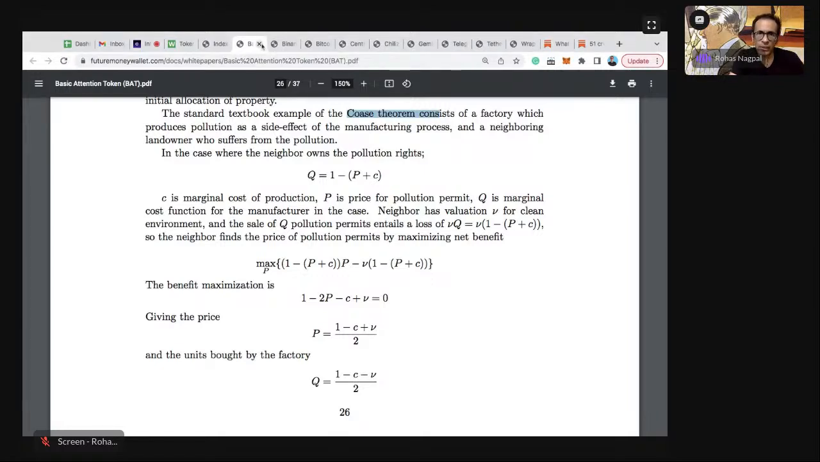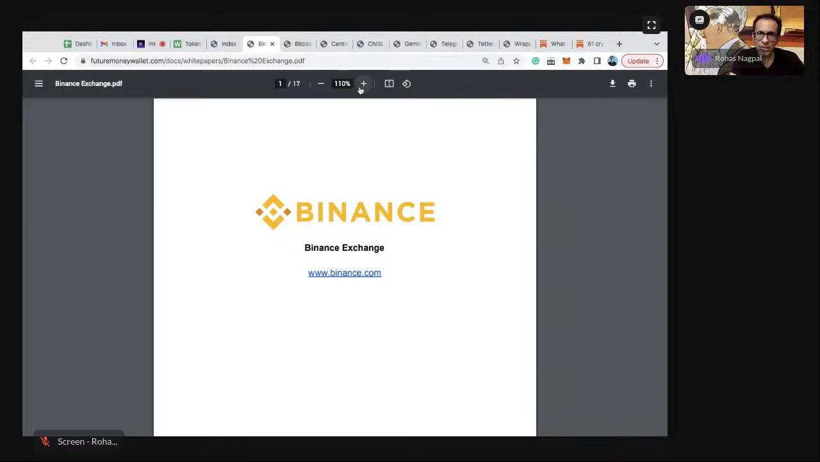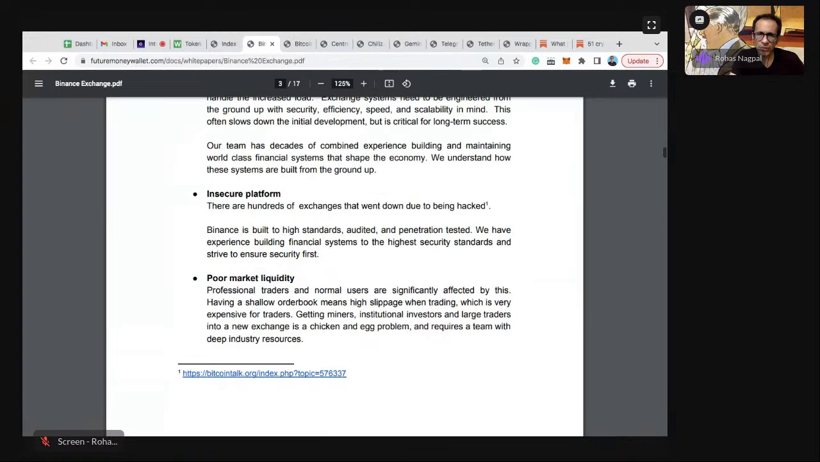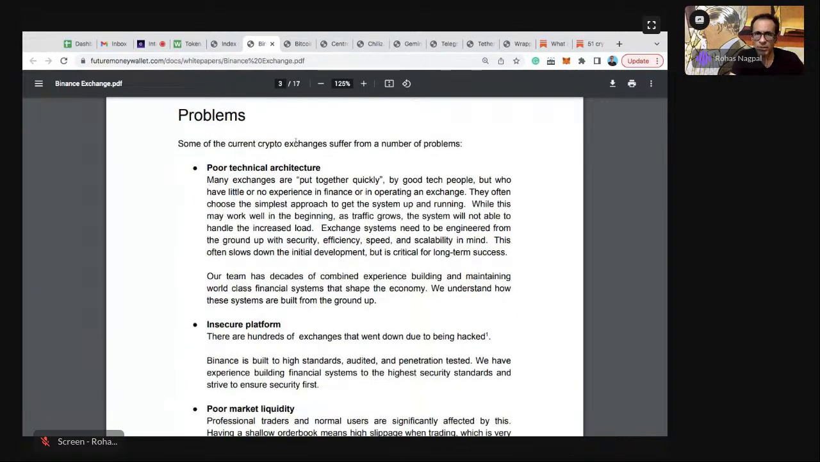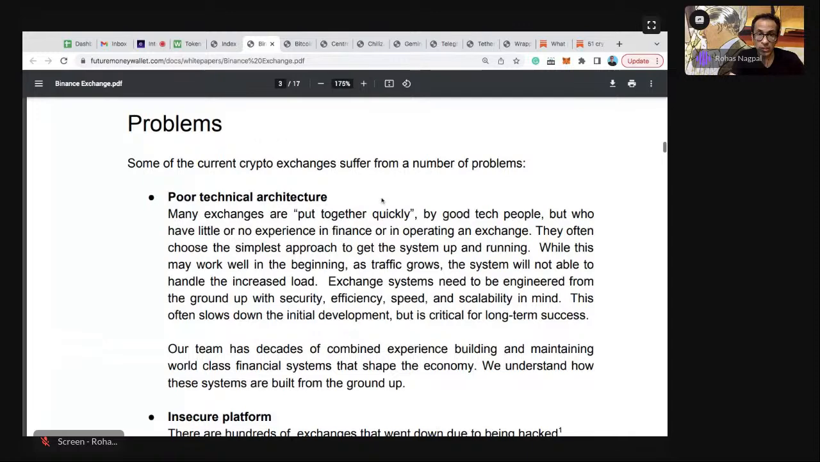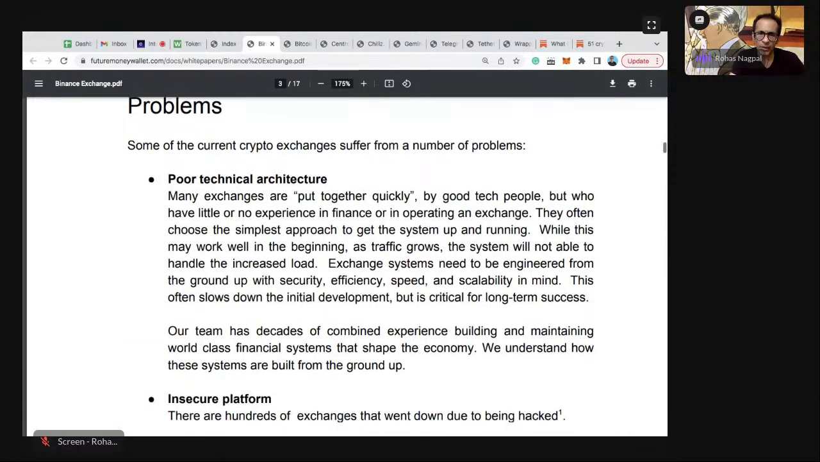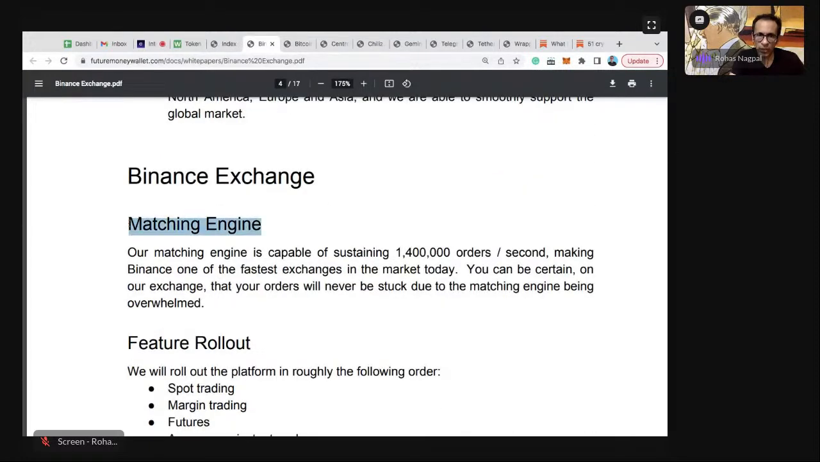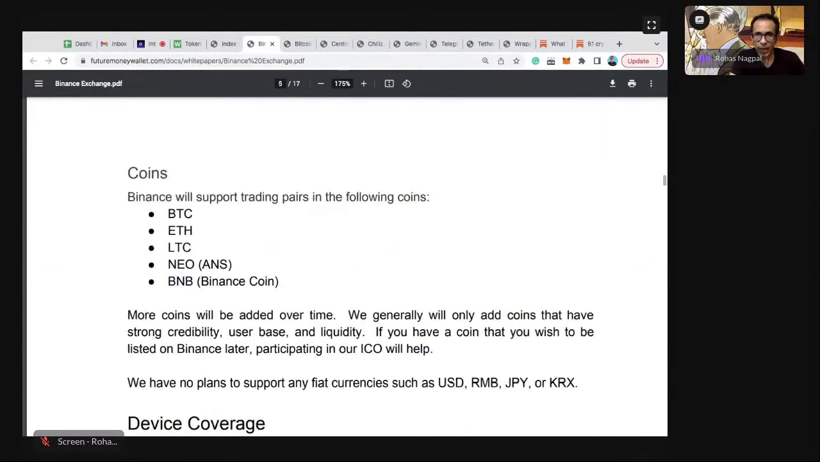Then let's look at another one, which is of course Binance. Binance started off with an ICO, and they were amongst the first in the world, and they spoke about the problems in the world of crypto exchanges. There were very few exchanges before Binance came. So they explained all that, and then they spoke about their matching engine and what all features they are going to have. Initially, they only started with these because you can see these were the only coins in the world at that time. So when Binance started, there was really Bitcoin, Ether, Litecoin, Neo, and of course their own coin called Binance.